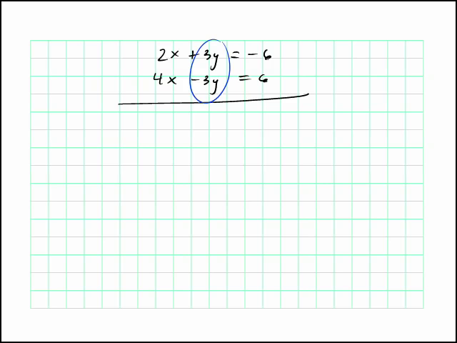3y and negative 3y is 0. So I got 6x here, and over here I got 0. 6x equals 0, divide both sides by 6. And this is x equals 0.